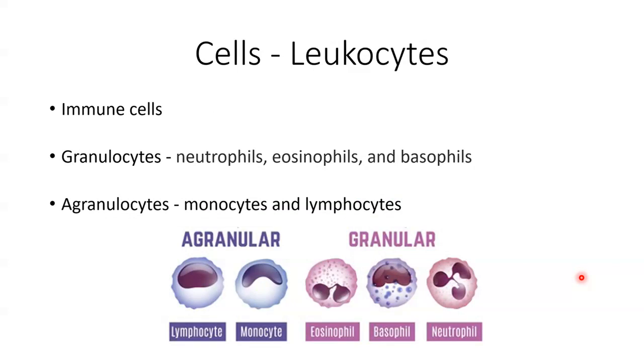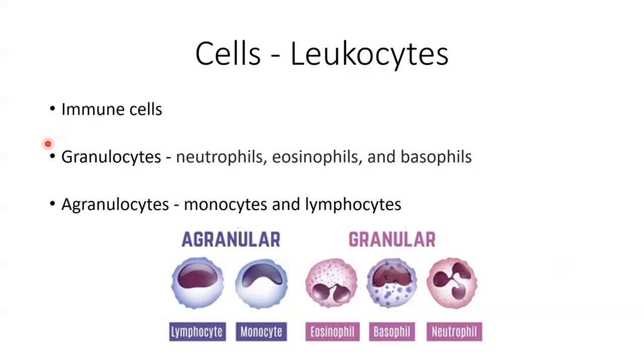The last cell found in connective tissue that we'll talk about today is a leukocyte. This is another white blood cell involved in an immune response. And leukocytes work to defend the body against infection and disease by either ingesting foreign materials, by destroying infectious agents and cancer cells, or by producing antibodies. So leukocytes are actually a collection of different white blood cells.